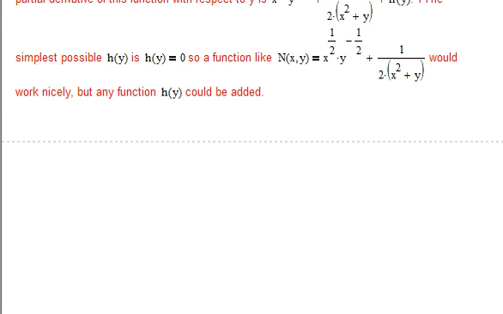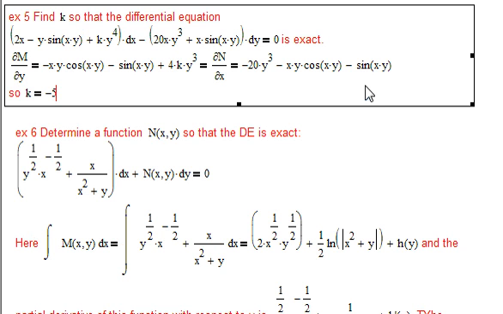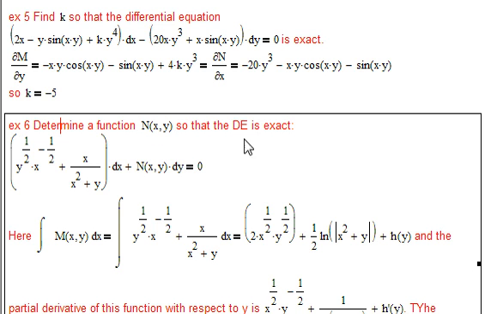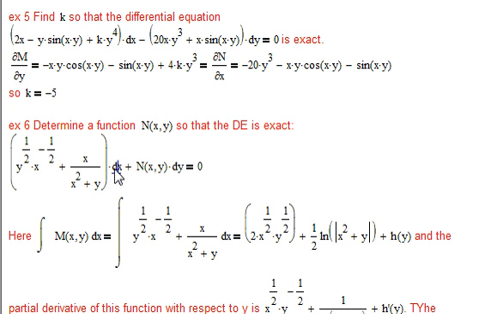Right, okay, so one last problem. Determine a function n of xy so that the differential equation is exact. And here's what we have: y to the 1/2, x to the negative 1/2. Could call that the square root of the quantity y over x if you wanted. But anyway, plus x over x squared plus y dx plus n of xy dy equals 0. Well, wow. We don't get much of a break here, do we?